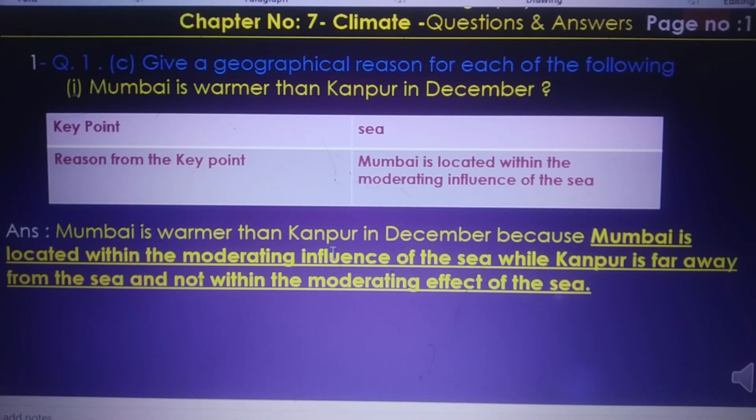Mumbai is warmer than Kanpur in December because Mumbai is located within the moderating influence of the sea, while Kanpur is far away from the sea and not within the moderating effect of the sea. Based on that key point, we make this sentence, and this is the right answer for why Mumbai is warmer than Kanpur in December.